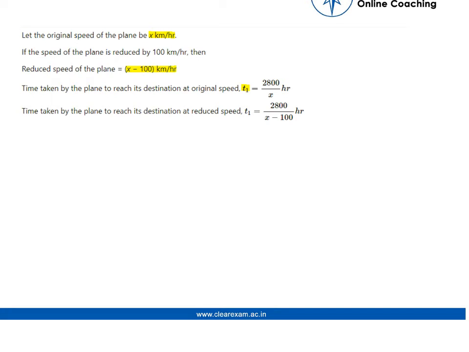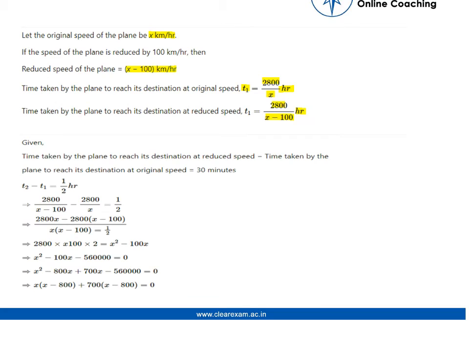km per hour. Then the time taken to reach the destination at the original speed would be t1, which equals distance upon speed, that is 2800 divided by x hours. The time taken by the plane to reach its destination at the reduced speed would be 2800 divided by x minus 100 hours. We are considering it as t2.